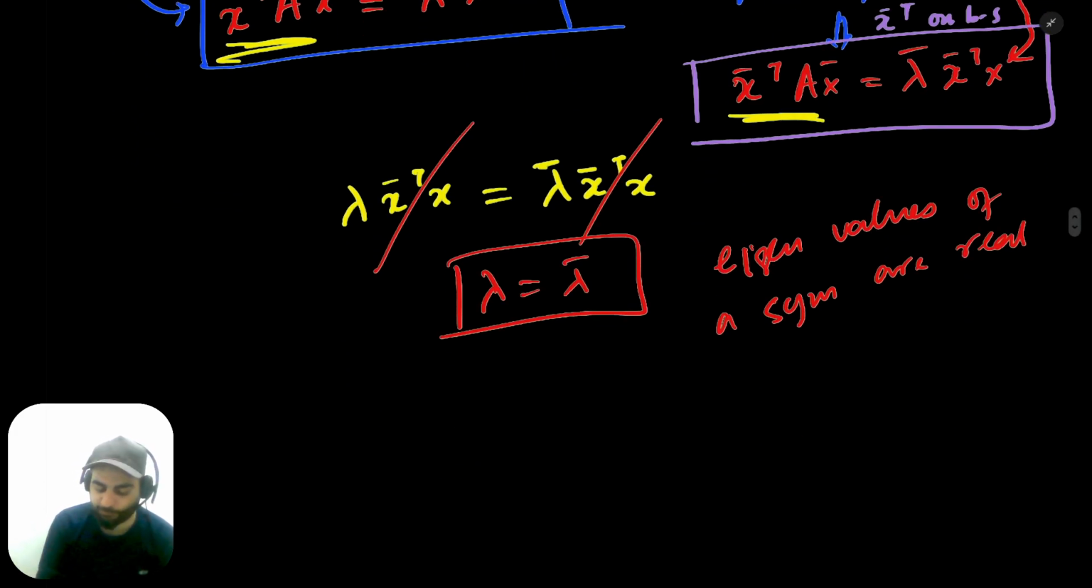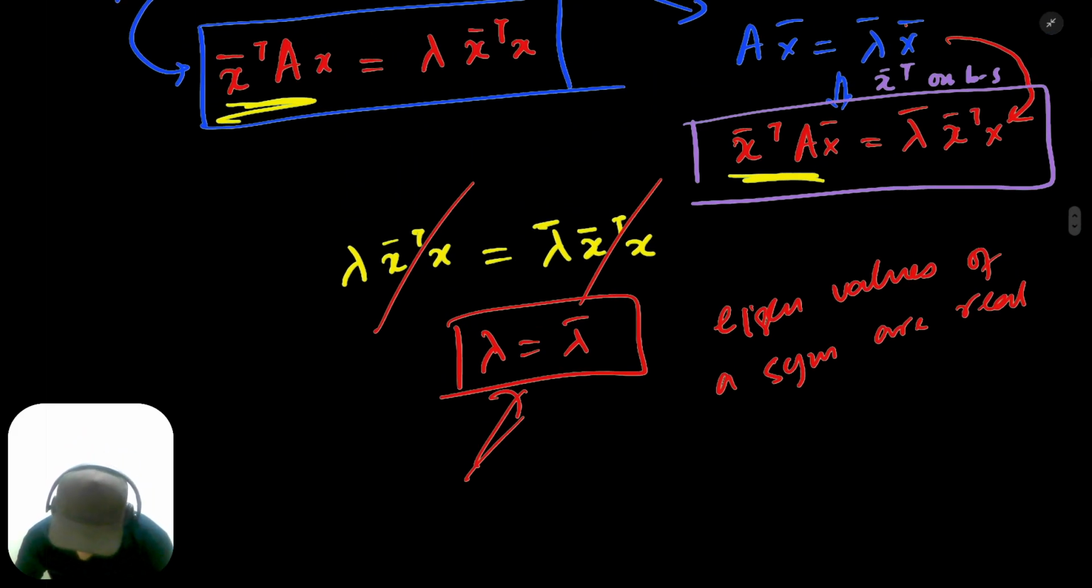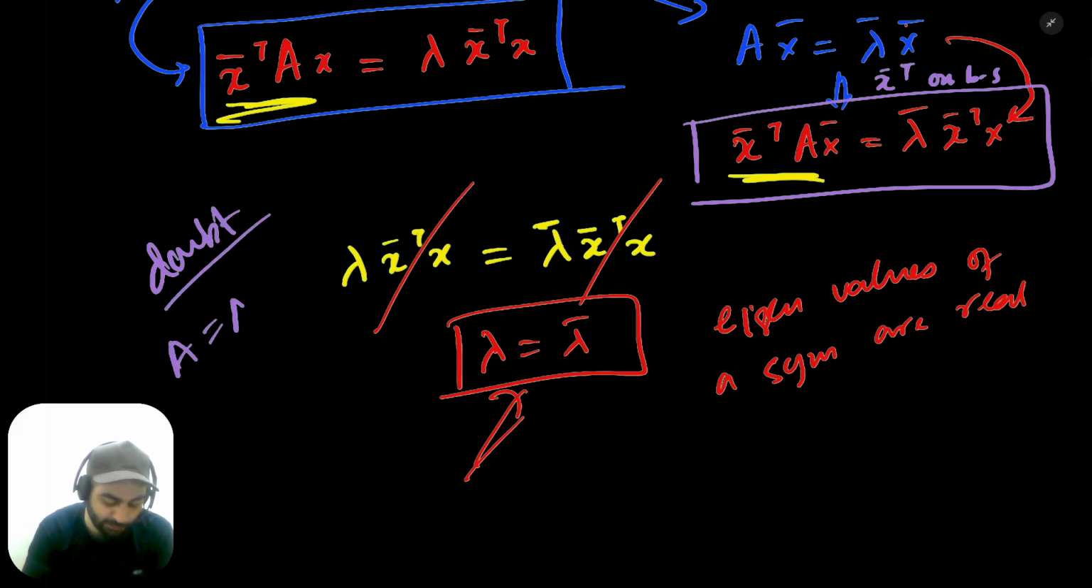So this is what I had to prove. I think I did all the steps right, but still I have a doubt: where am I using this A is equal to A transpose? Why am I using symmetry? I just proved it for the general case. I proved it for A.